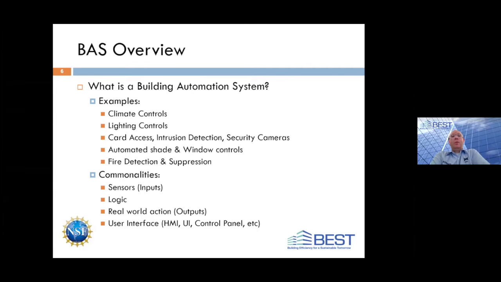Up next, we have real world action. Our building automation system is typically all but useless if we don't have some sort of real world action as a result of the data we're monitoring. Now, of course, there are exceptions to this when we monitor freezer or cooler temps for logging purposes, especially in the pharmaceutical industry. But for the most part, the data that we collect with a building automation system, we act upon.